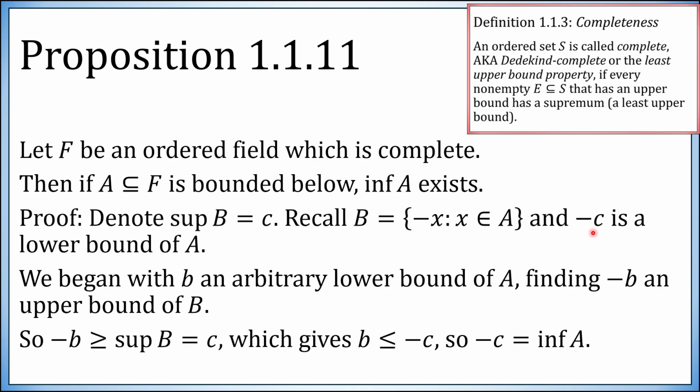So negative c is a lower bound of A, but any arbitrary lower bound of A is less than or equal to that. So this number is a lower bound, but an arbitrary lower bound is less than or equal, meaning of all lower bounds, this thing right here is the biggest possible one. By definition, it is the infimum. So a roundabout proof, by multiplying by -1 twice, essentially, that if a set is bounded below, it must have an infimum, assuming we're working in a complete ordered field, which only made assumptions about supremums existing.